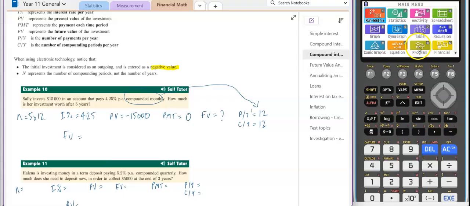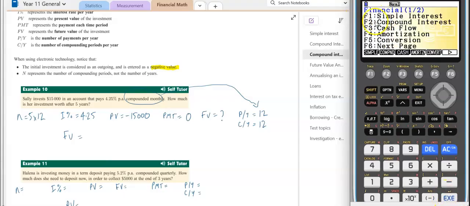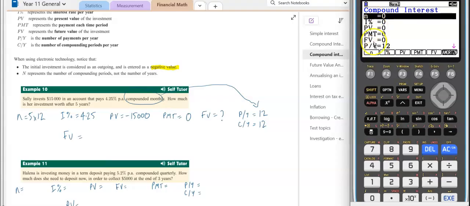Now, we head into our graphics calculator. So toggle over to the finance section. Once you're in there, we're looking at compound interest. So hit the F2 button. And then we just simply put in our values that we have here. So N, 5 times 12 or 60. The interest rate is 4.25%.